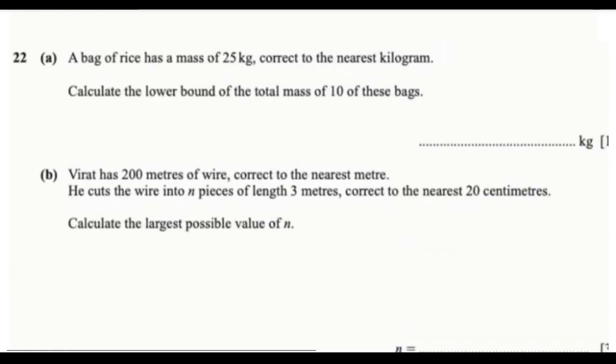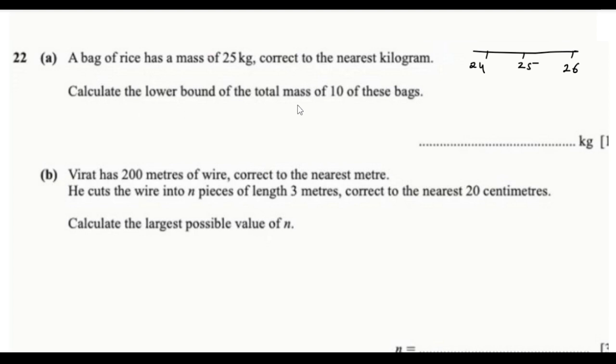A bag of rice has a mass of 25 kg, correct to the nearest kilogram. Calculate the lower bound of the total mass of 10 of these bags. A bag of rice has a mass of 25 kilogram, nearest kilogram. So when I say nearest kilogram, say you have 25 kilogram here, then here it will be 24 kilogram, here it will be 26 kilogram.